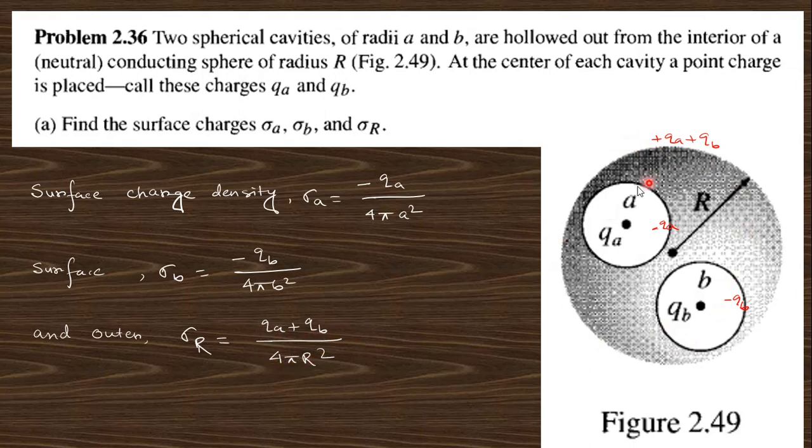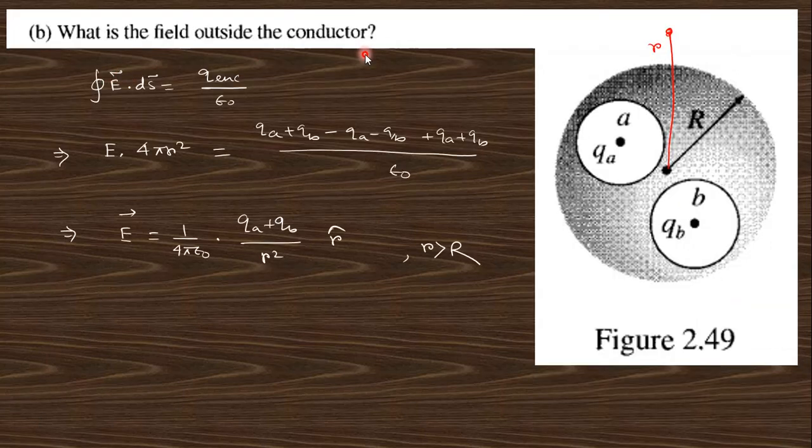I think it is clear about the induction in this charge. Go to the next part. What is the field outside the conductor? That means we need to find out the field at that region.